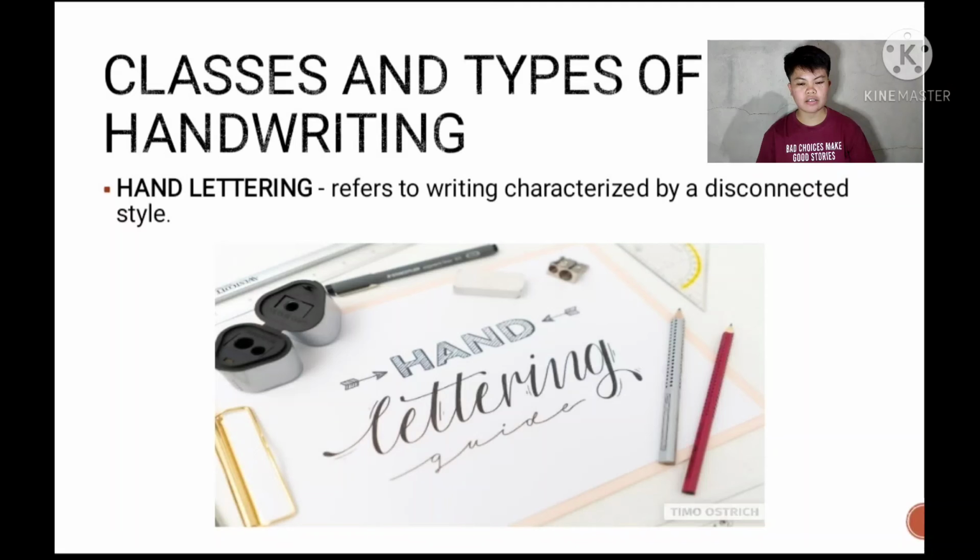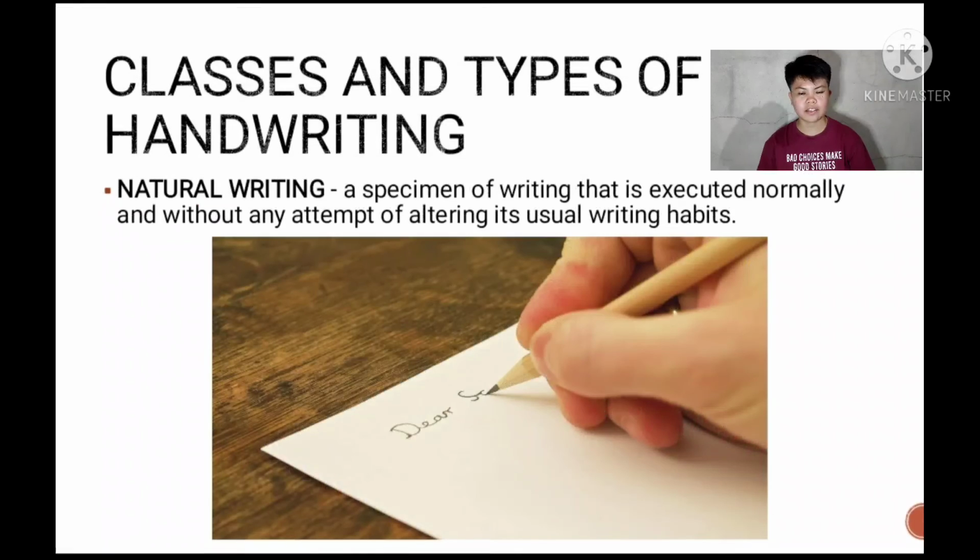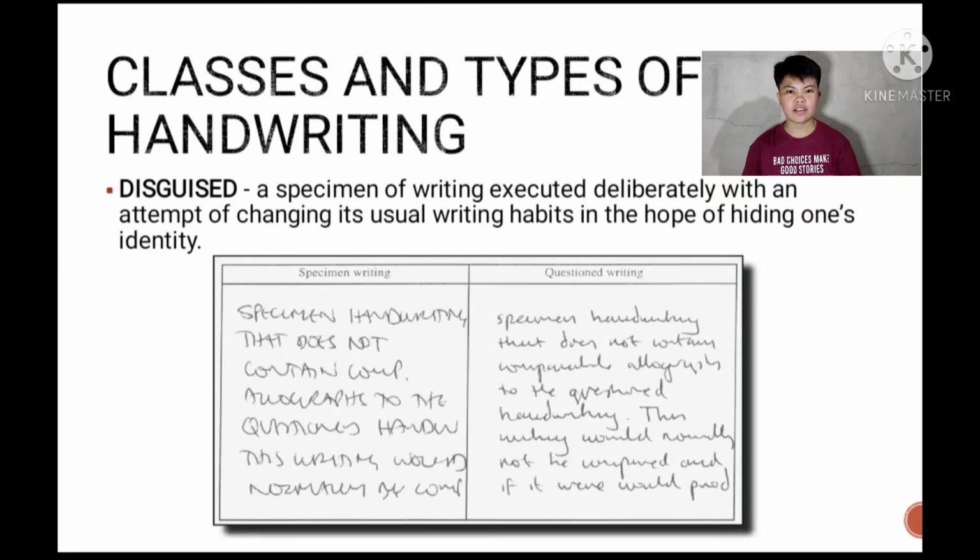Hand lettering refers to writing characterized by a disconnected style. Next is natural writing, a specimen of writing that is executed normally and without any attempt of altering its usual writing habits. Next is disguised writing, a specimen of writing executed deliberately with an attempt of changing its usual writing habits in the hope of hiding one's identity.